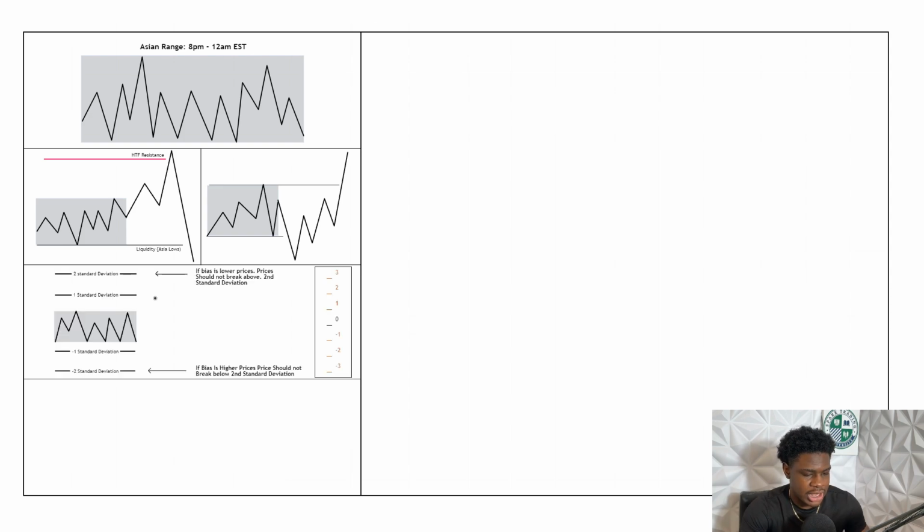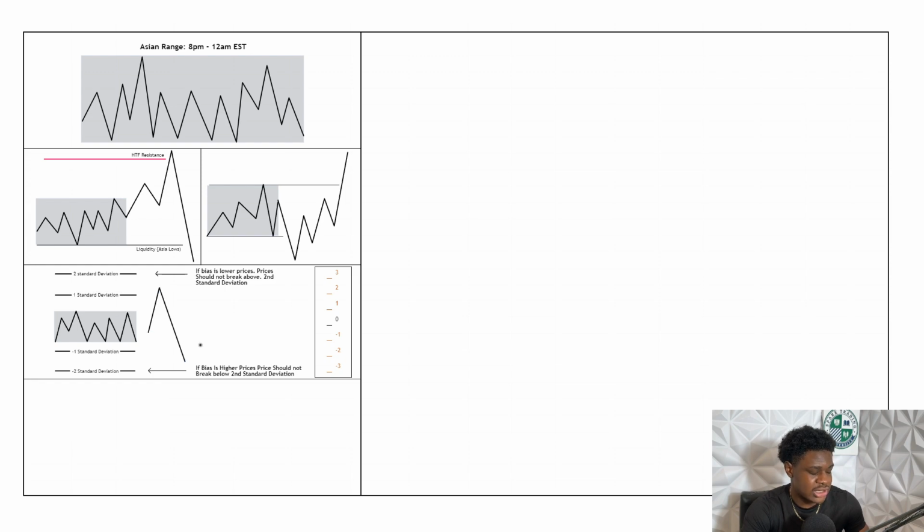Additionally, we can pair the Asia range with standard deviations. So if we anchor a Fibonacci from the low to the high, we can get our standard deviation of -1, -2, 1, and standard deviation 2. How we can use this is if price comes higher, it should not break above this second standard deviation. Instead, it should find rejection either after taking out the Asia highs or tapping into this first standard deviation to then see lower prices.